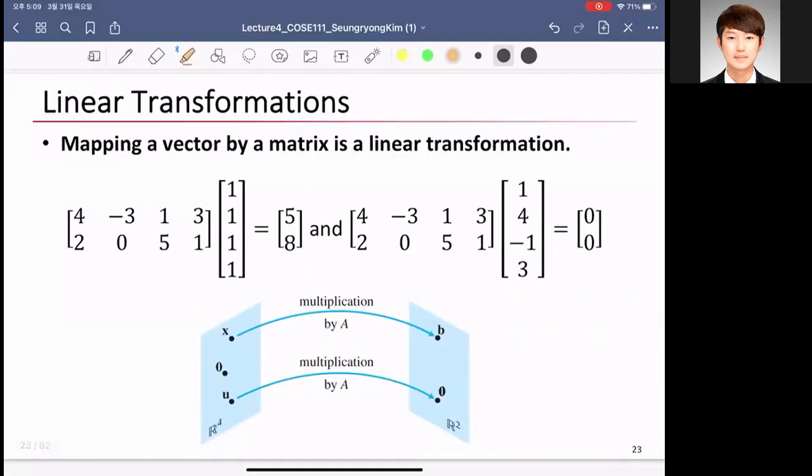So to understand this, we can define mapping a vector by a matrix. In this case, the vector is x and the matrix is A, right? Mapping a vector by matrix A, it's going to be Ax. Ax is a linear transformation. So let's think about what I mean.